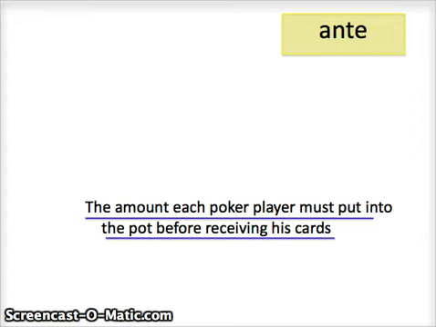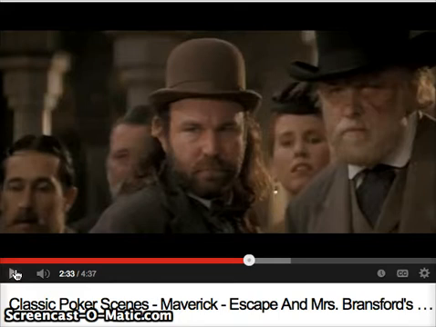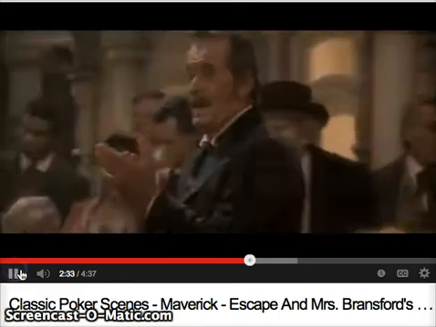Ante: the amount each poker player must put into the pot before receiving his cards. We're actually going to look at a quick scene from the movie Maverick that involves this word. So you're going to see some poker players.